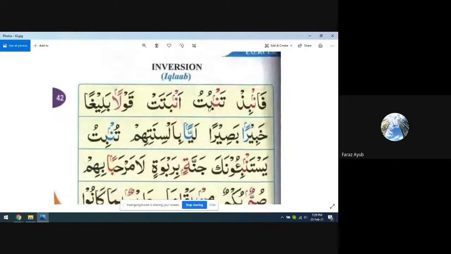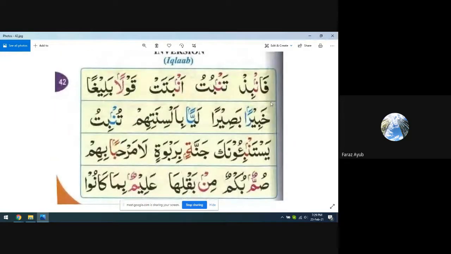So this is the last page of the qaida. You can see a little meem with noon or do zabar, do zir or do pesh. So you have to exchange the voice of noon with meem, just like fun biz become fum bir, tan butu become tam butu, qawlan become qawlam, just like here. Summun become summum.